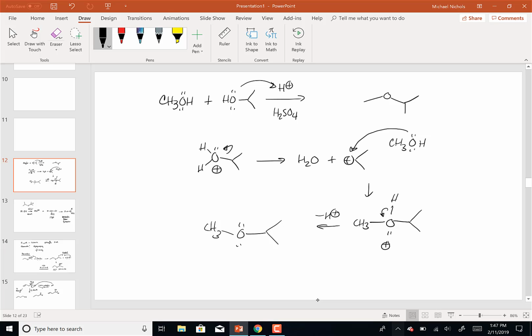How would I classify that mechanism? SN1. Why? Because it involves a carbocation. So this would be the SN1 mechanism of forming that ether from those two alcohols.